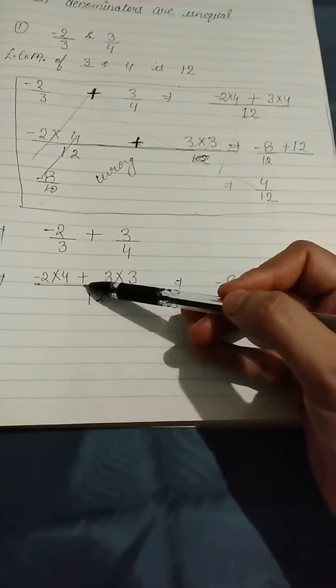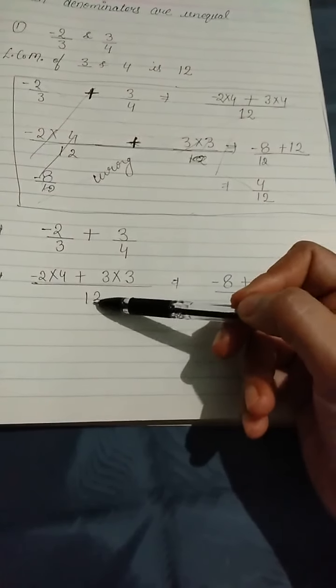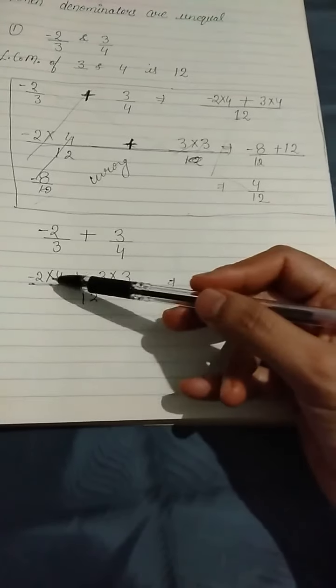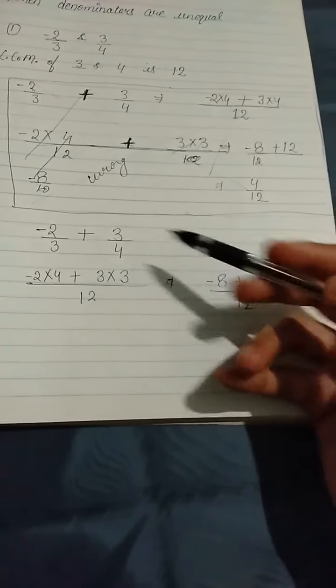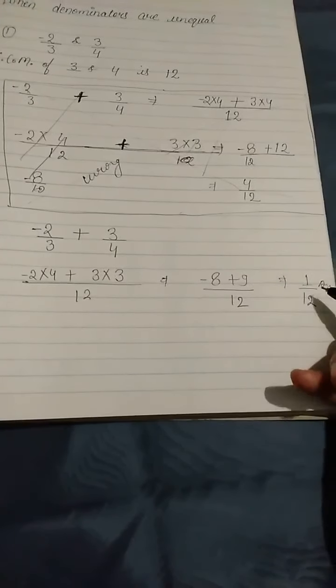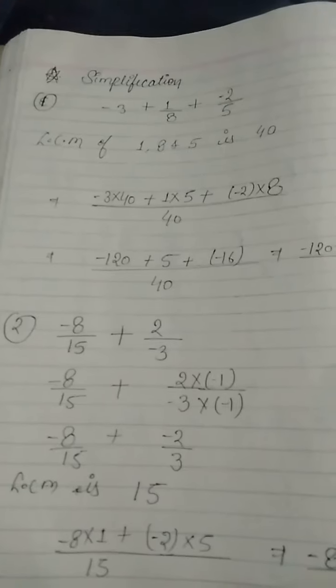Now plus is plus. Now again divide, 4 threes are 12. This 3 will multiply with this 3. So this will become minus 8, and this is plus 9. So minus 8 plus 9 is equal to 1 upon 12.